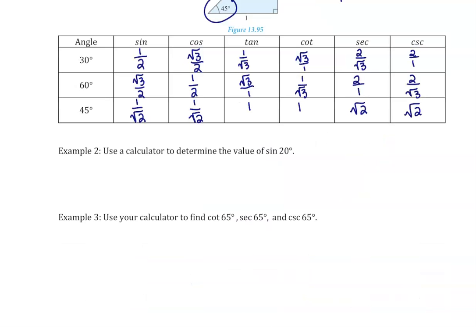If we don't have a 30, 60, or 45 degree angle that we're trying to evaluate, we would use a calculator. So the first thing you'll need to do is make sure that your calculator is in degree mode. If you're using a scientific calculator, you should see somewhere on the screen DEG. If it says RAD, you need to change the mode. And if you're not sure how to change the mode on your calculator, just send me an email and let me know what calculator you're using and I can help answer that question for you.